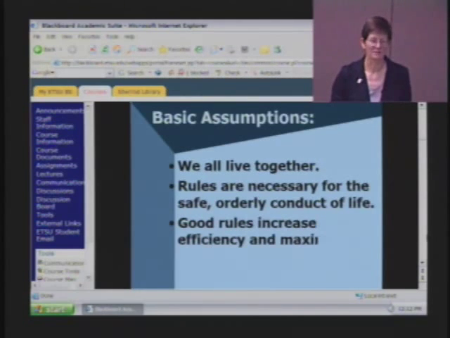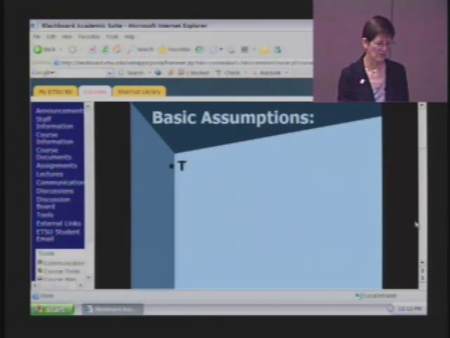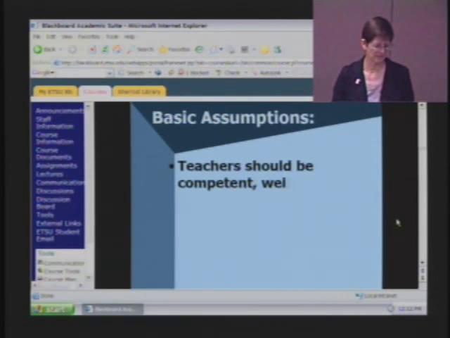Good rules increase efficiency and maximize the benefits for all. Again, rules are important, they're necessary. Good rules increase the efficiency and maximize the benefits for all. Again, you can evaluate rules. Does this rule increase efficiency? Does it maximize the benefits for all? All right, more basic assumptions.